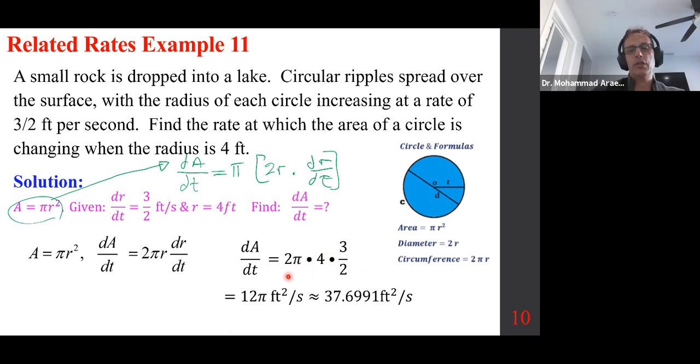We have 3 times 4 times pi, or 12 pi. And we write the units, also instead of an approximation with a bunch of decimals. So the answer is 12 pi precisely square feet per second. I suggest you keep it that way, unless they ask you for decimals, and then you carry a lot. This is the precise answer. You want to write that. 12 pi square feet per second, roughly 37.6991 square feet per second.